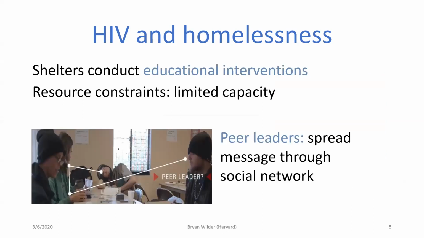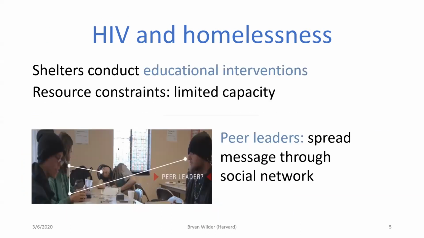Drop-in centers and shelters and other organizations that work with homeless youth will conduct educational interventions where they try to raise awareness about HIV and about prevention strategies. Due to resource constraints, though, these interventions have limited capacity. They can't deliver the preventative intervention directly to everyone in the population. Instead, they train a small number of youth as peer leaders. The idea is that those peer leaders will talk to their friends, who will talk to their friends, and the message will diffuse outward through the social network.